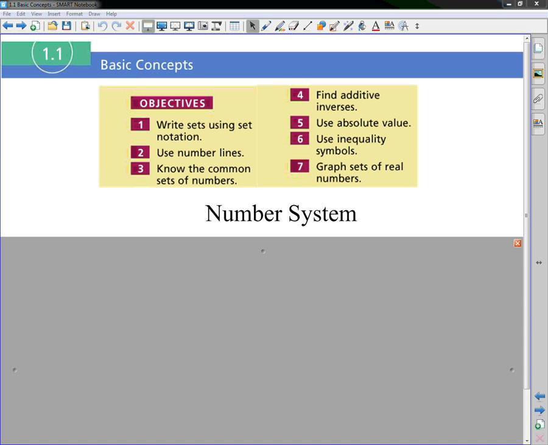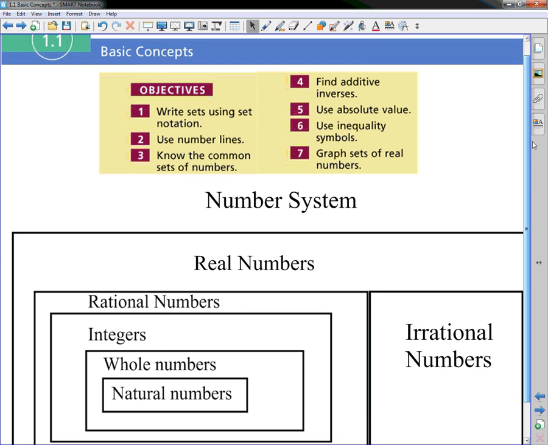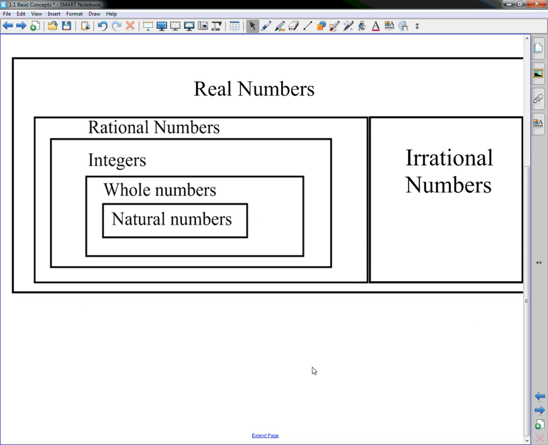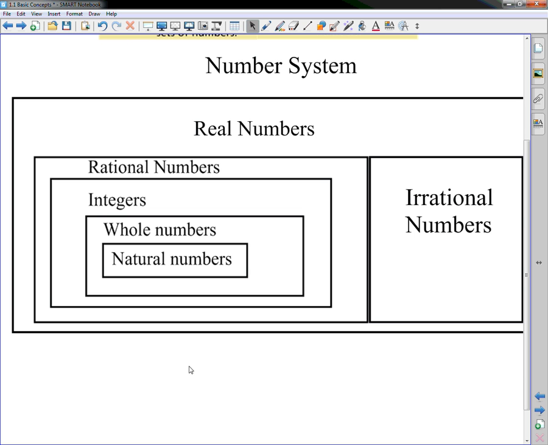Hello class, today we're going to look at section 1.1 and we're going to start off by looking at the number system. So let's go ahead and scroll down. Throughout the lesson, if I'm talking too fast or moving too fast, feel free to pause so you can catch up.